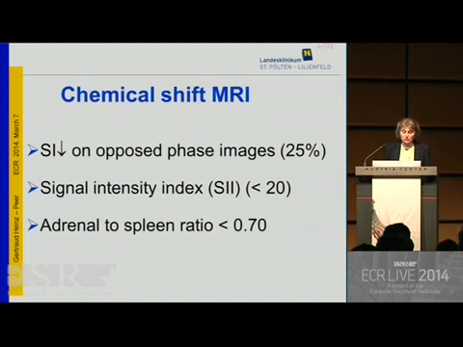You can also perform quantitative analysis by calculating the signal intensity index. If this index is below 20, it's most likely a benign lesion, most likely an adenoma. You can also calculate the adrenal to spleen ratio. If it is below 0.7, we are dealing with a benign lesion.